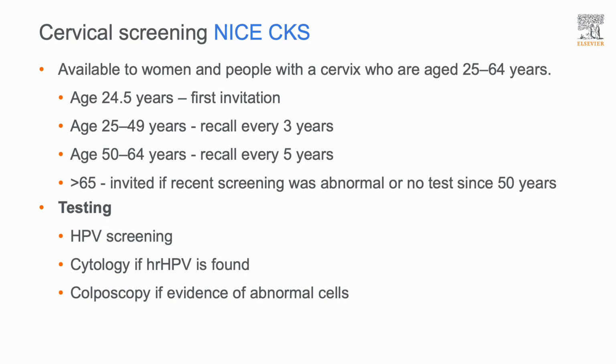Cervical screening involves screening for high-risk HPV DNA, so strains 16 and 18, with cervical cytology performed only if high-risk HPV DNA is found, which demonstrates a change from the previous structure of the program, where both were performed automatically.